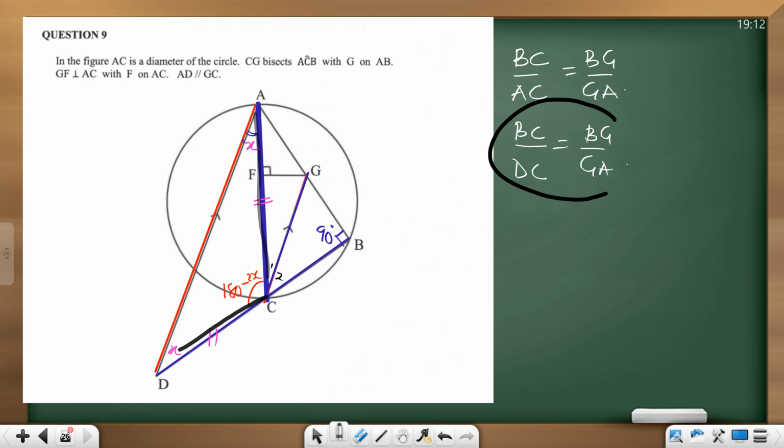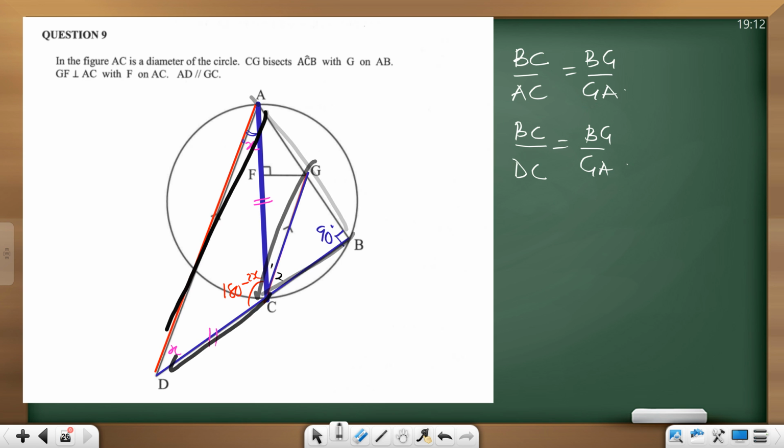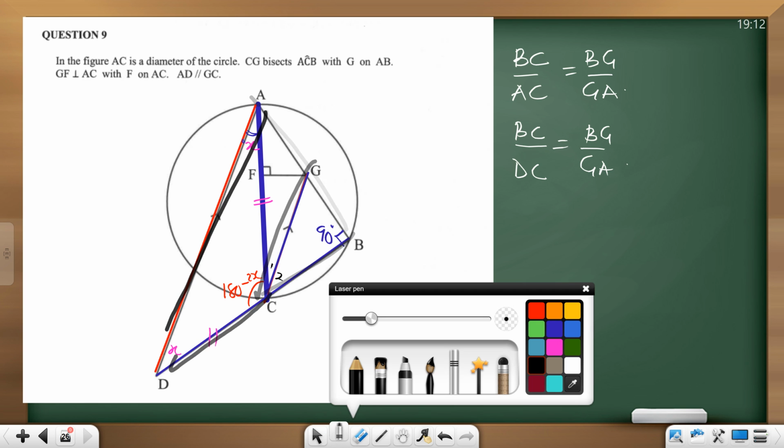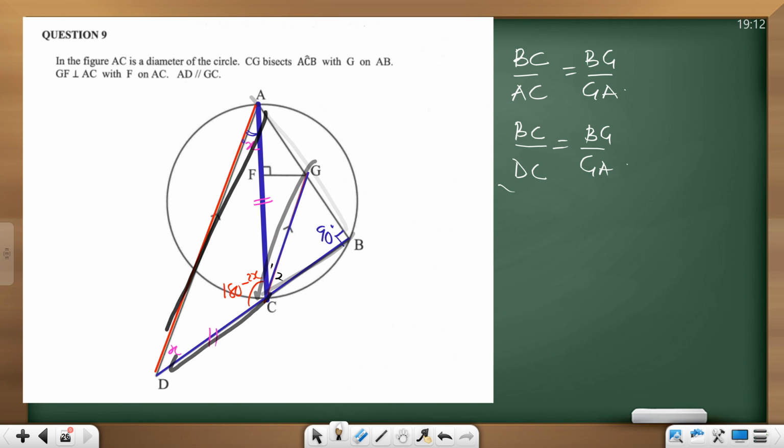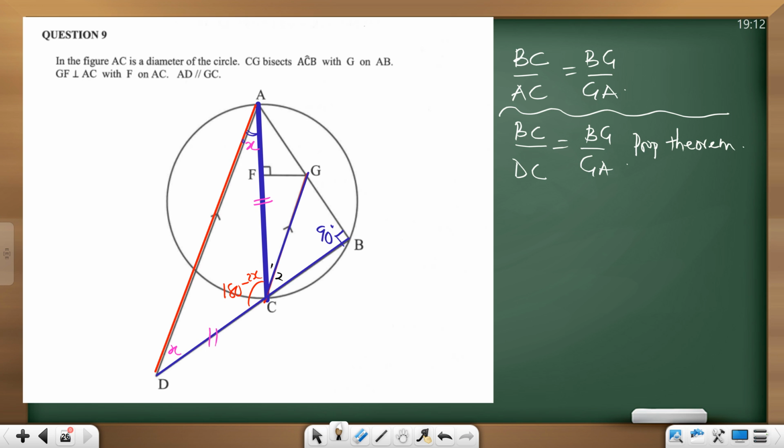If they gave it to you like this, do you know that you will be done? Because of proportionality with your parallel lines. Okay? So we are done actually. What will it be? So let's answer. I'll start answering from here. Proportionality theorem. Remember, parallel lines. Which lines are parallel? GC and AD.